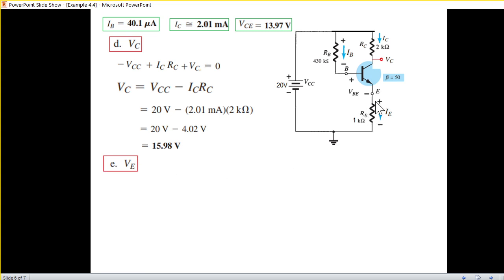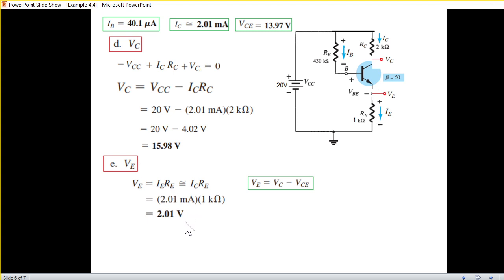Next is VE, the emitter voltage. Now, two ways we can calculate this VE. One is simply IERE, or ICRE when we approximate IE as IC. The other is VE can be written as VC minus VCE. Now VC minus this VCE will give us VE. So both ways you can solve it. Putting in the value, it is 2.01. Here also, if you put the value of VC and VCE, 13.97, you get the same answer.